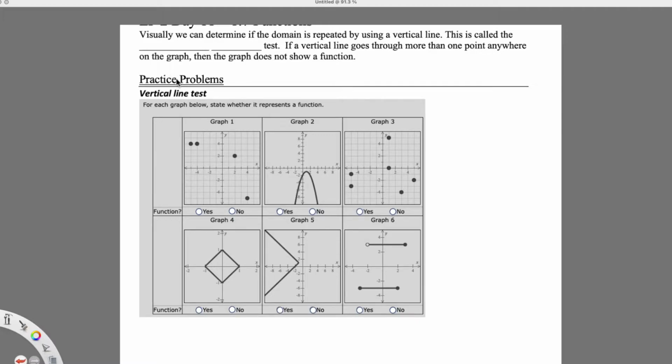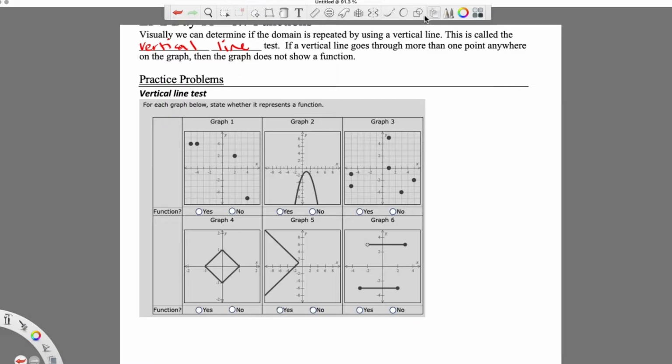I think visually is actually a little bit easier to look at, but we don't always get the visual for this one. So visually we can determine if the domain is repeated, because that's how we know whether or not it's a function. If the domain, the x values, have been repeated, it is not a function. If it hasn't been repeated anywhere on the graph, then hey, that is called a function. So this is called the vertical line test. If a line goes through more than one point anywhere on the graph, then the graph does not show a function.